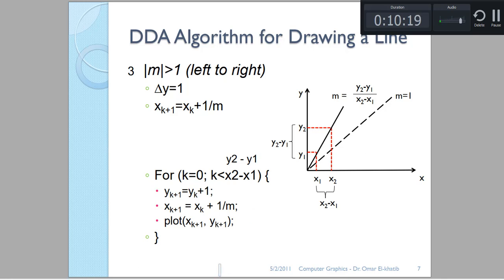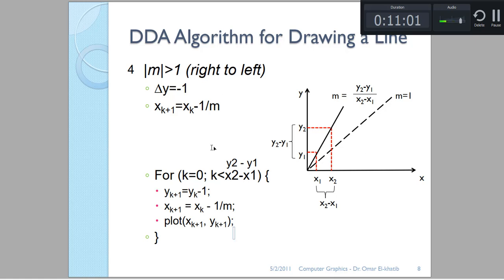The next one is the fourth condition, which is m is greater than 1, same line, but this time we start from right to left. So when we go from right to left, delta y will be minus 1. We will start drawing from here, and delta x will be the change from xk minus 1 over m. Just like the second condition, the fourth condition will only change this to minus, and here once again it will be the same thing, that is y2 minus y1, not x2 minus x1. So we should be careful about this thing.